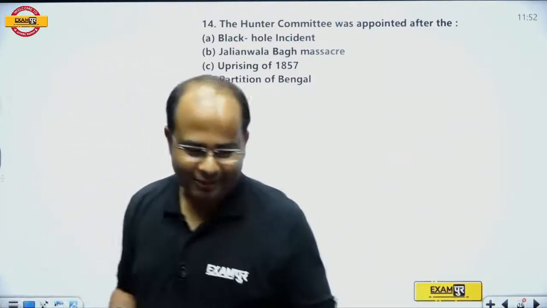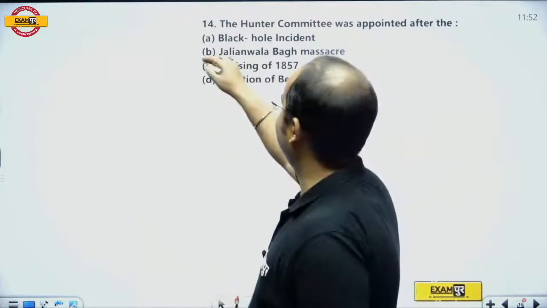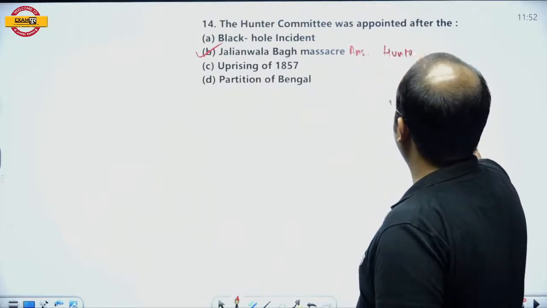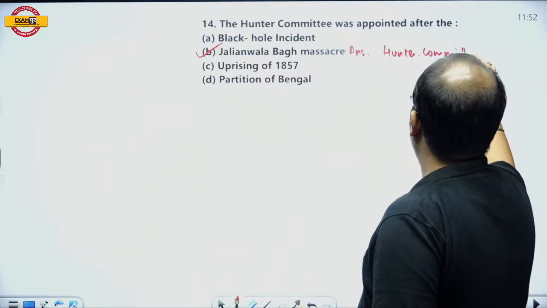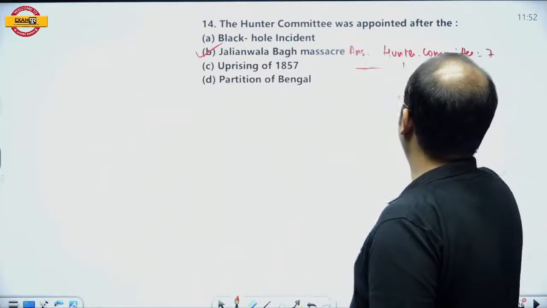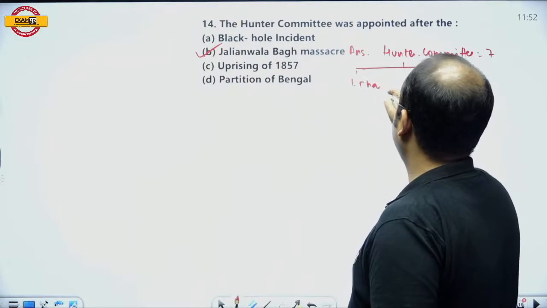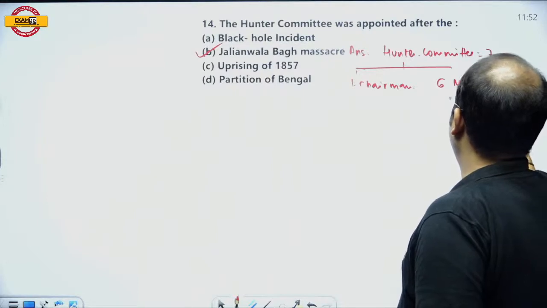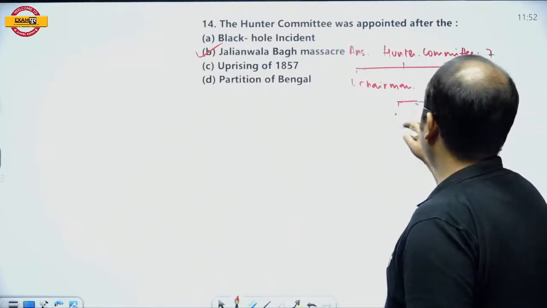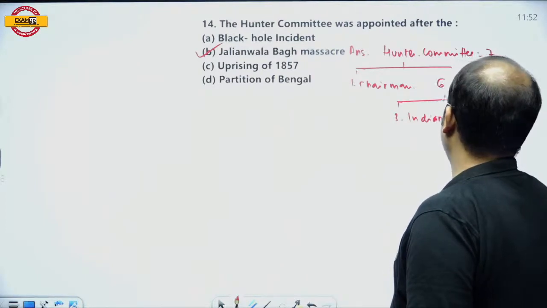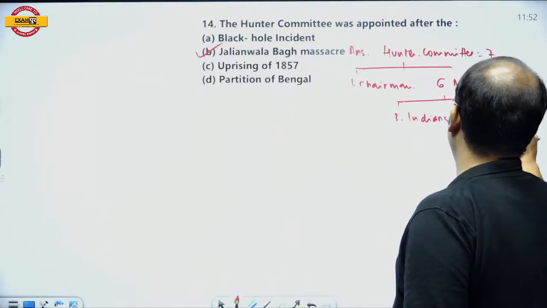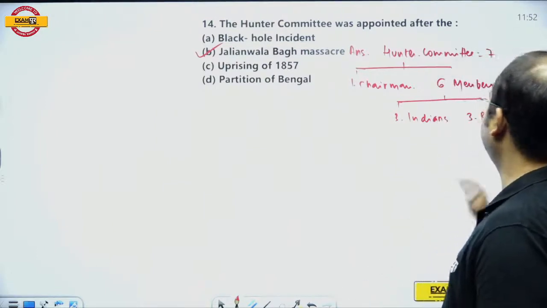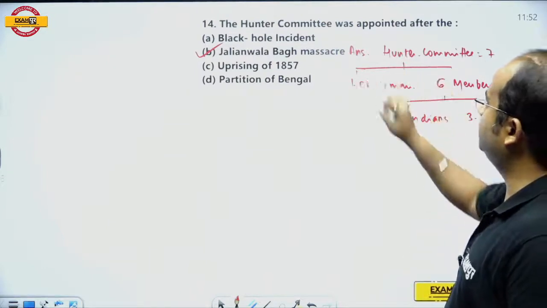So the Hunter Committee was appointed to investigate the uprising, the Jallianwala Bagh massacre. In the Hunter Committee, a total of 7 members were there. One was the chairman, William Hunter, and 6 were members. Out of the 6, 3 were Indians and 3 were British.